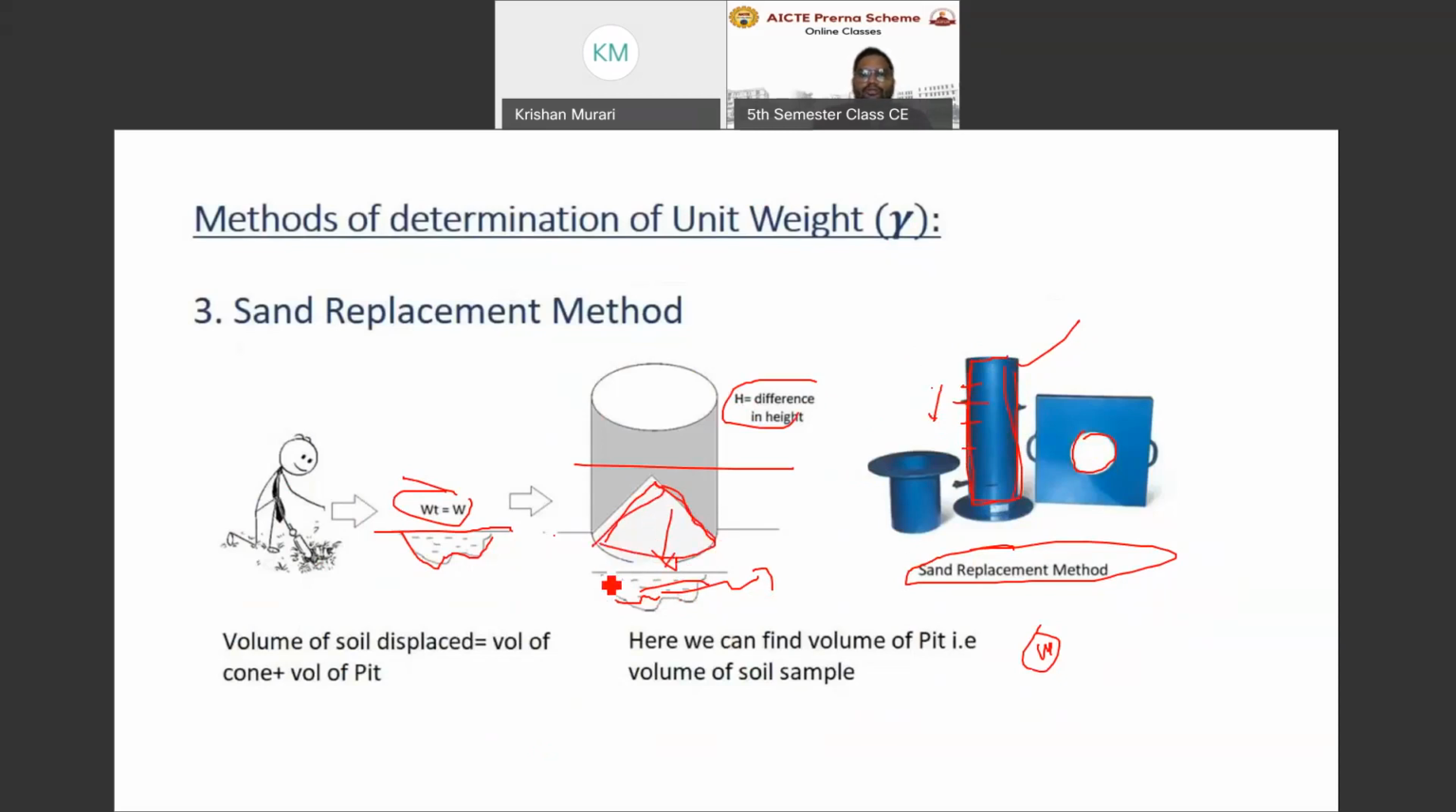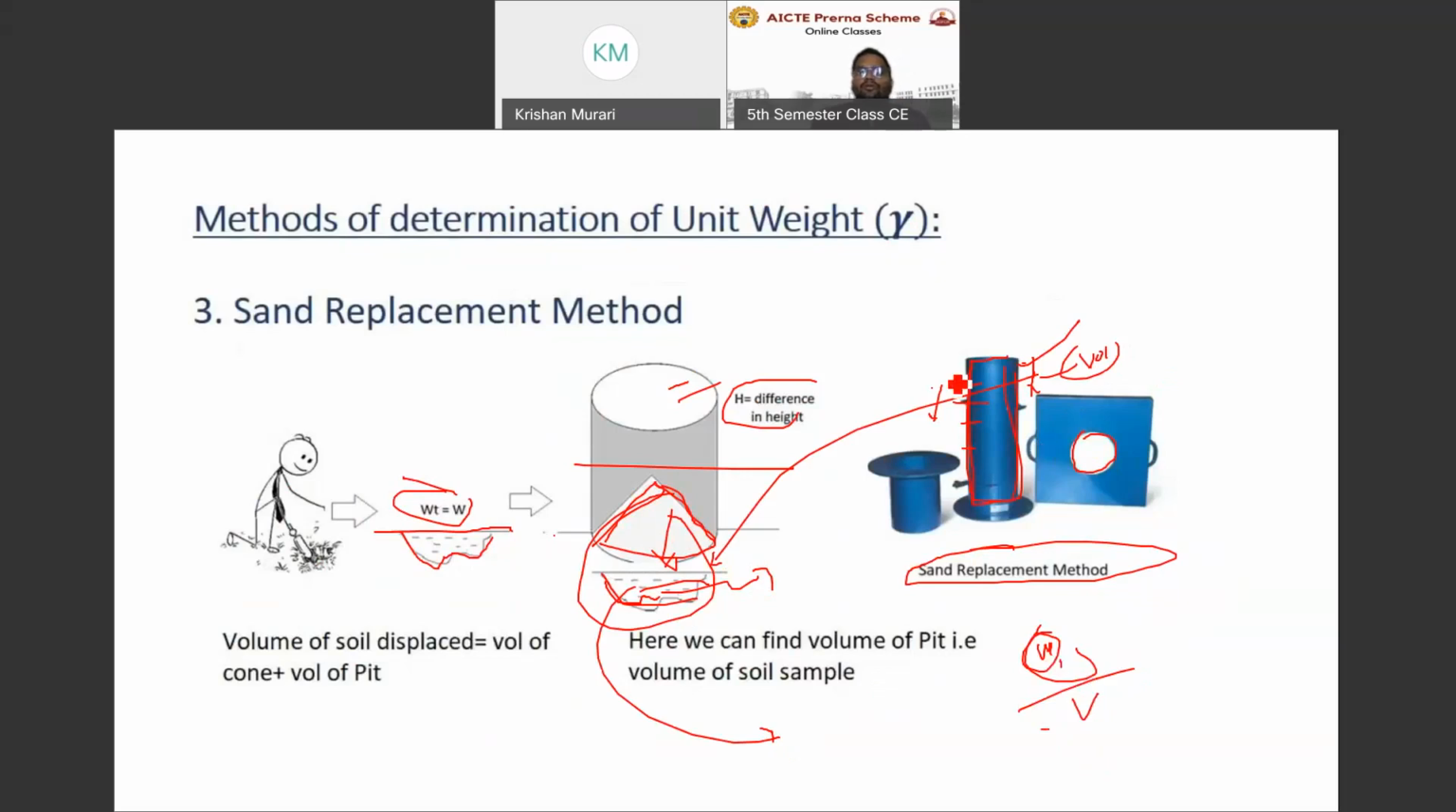This portion is to be calculated, and because we use standard sand, the standard sand volume is also known. That portion is empty after filling the extracted area, so you can easily calculate the volume of that soil. W1 is also known, because when we extracted the soil from the ground, the extracted soil was weighed, and that equals W1. If you have W1, then you directly divide it by the volume.